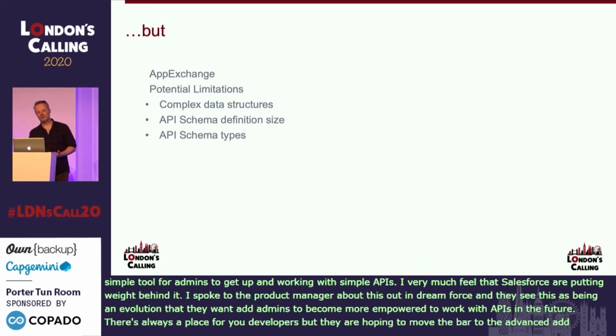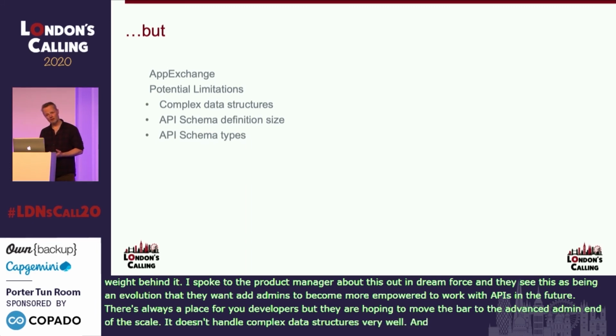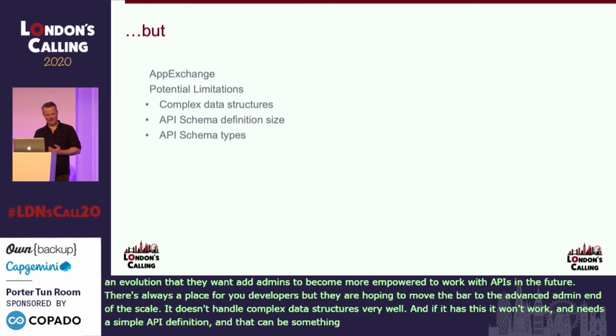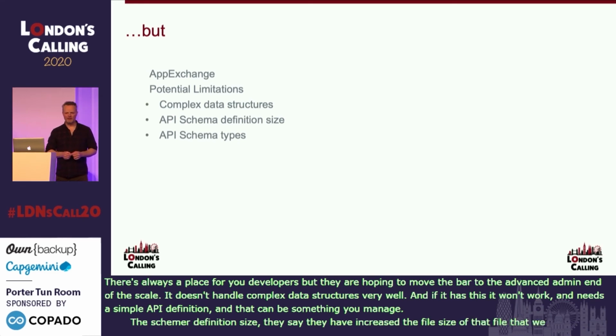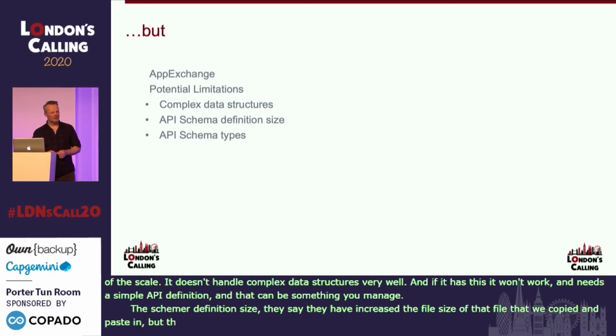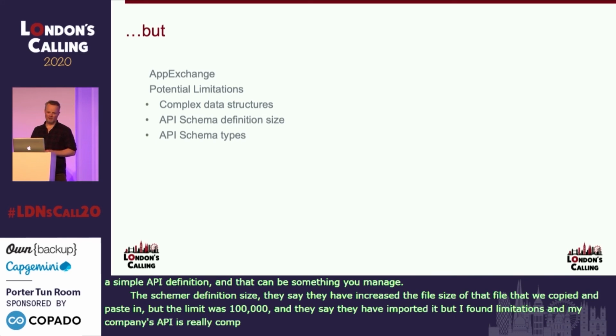It doesn't handle complex data structures very well. So the JSON object that comes back, if it's nested, it contains collections, lists, groups of arrays and that kind of stuff, it ain't going to work. So you need a fairly simple API definition, but that can be something you manage. The schema definition size, they say they've increased the file size of that file that we copied and pasted in. I think the limit was 100,000, and they say they've imported it, but I still found limitations. My company's API is really complicated, really big, and so I was breaking that 100,000 limit quite quickly.